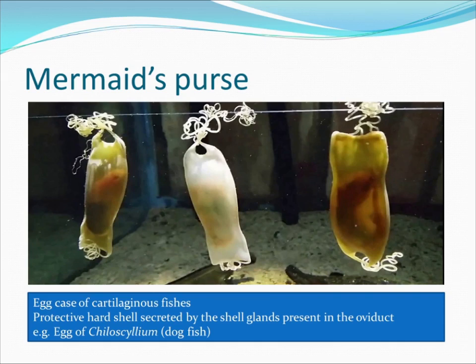It is found in the egg of Chilocilium, which is called dogfish. That is all about the different types of egg membranes.